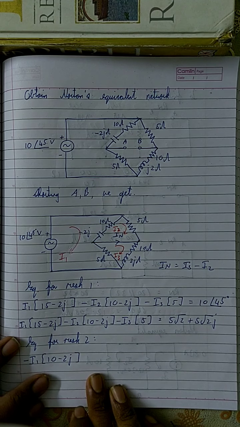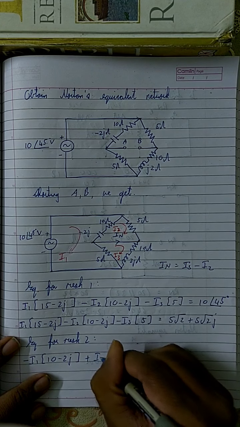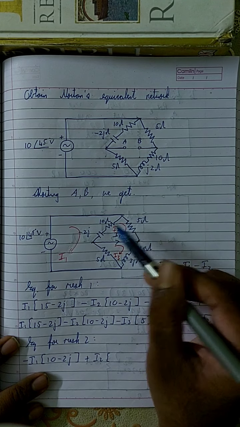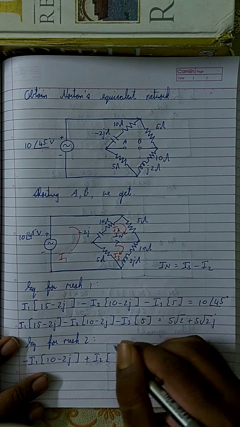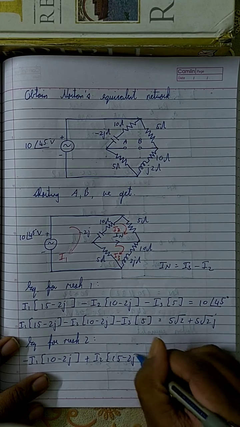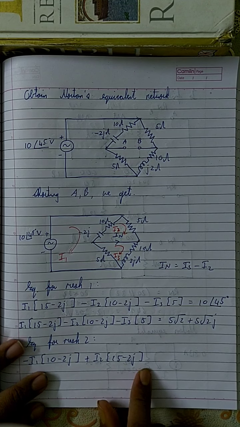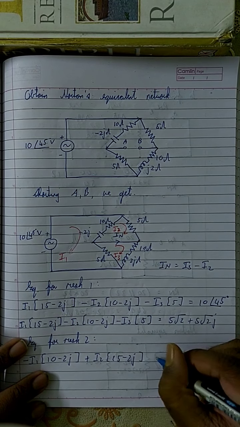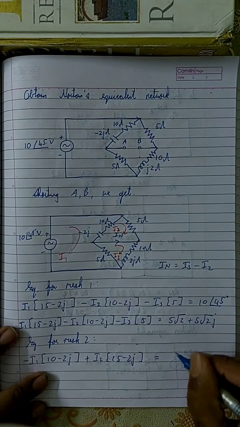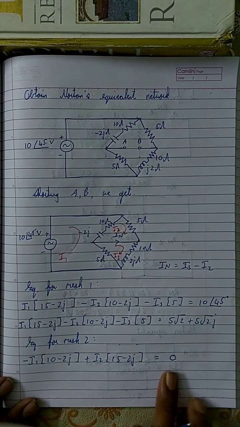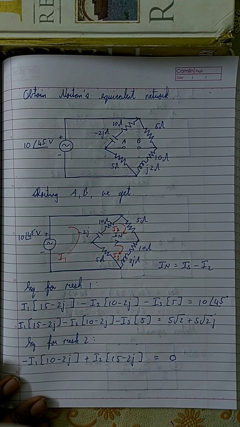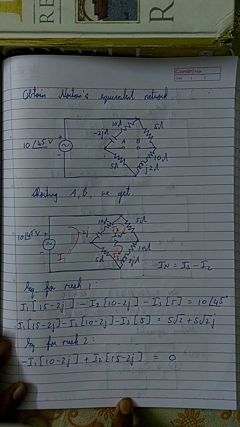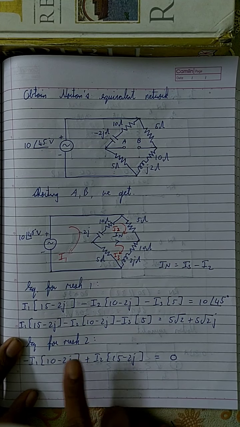Okay, and what about I2? Plus I2 into, and I2 is touching these three elements, that is 10 ohm, 5 ohm, and minus 2j, so it is 10 plus 5, 15, so it is 15 minus 2j. Okay, plus I2 into 15 minus 2j, and I3 is not touching any element in mesh 2, so there is no I3 over here, so this is equal to, and there is no voltage source also over here, so it is equal to 0. Okay, this is the equation. Let me see if there's any trick I can apply over here. No. Okay, so this is the equation for mesh 2.